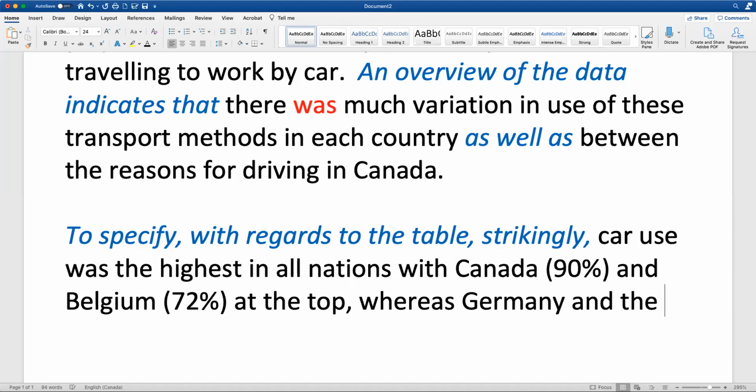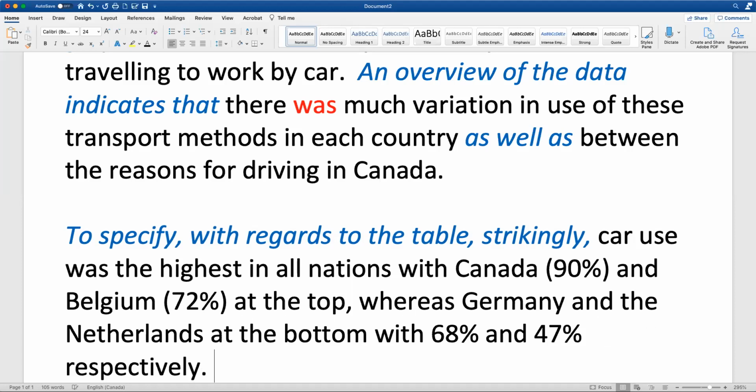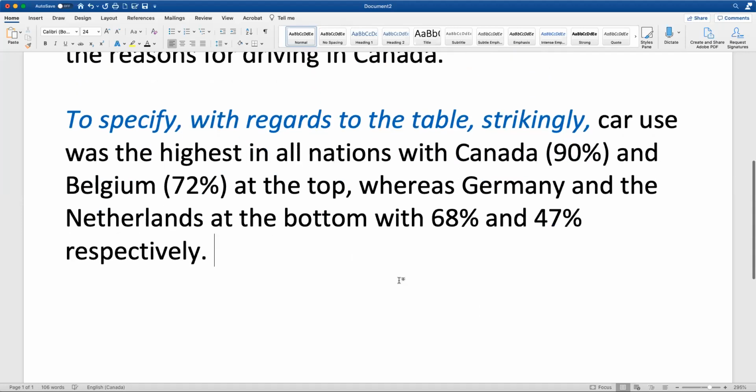Germany and with 68% and 47% respectively. Okay, so I just found a way to say all that in one sentence. You see, car use was the highest in all nations. So first of all, "was," only talking about one year in the past, was the highest. Okay, so that's my comparative.